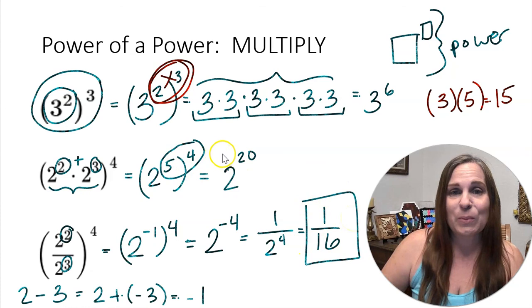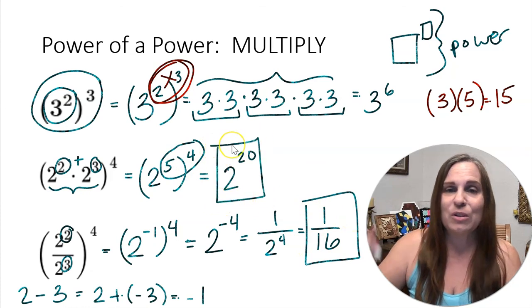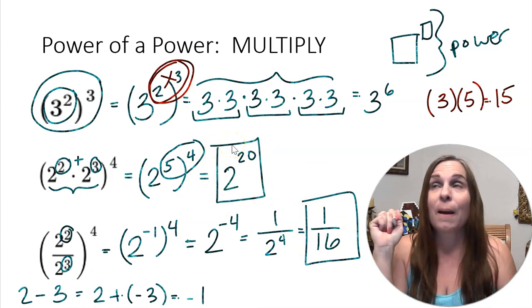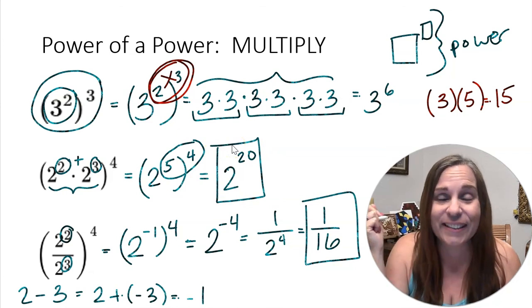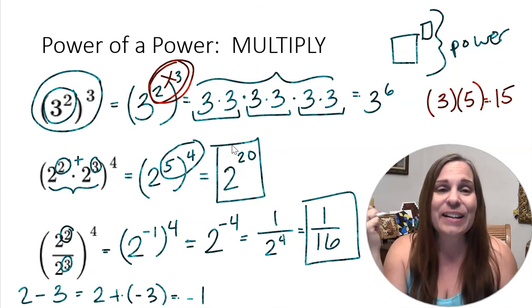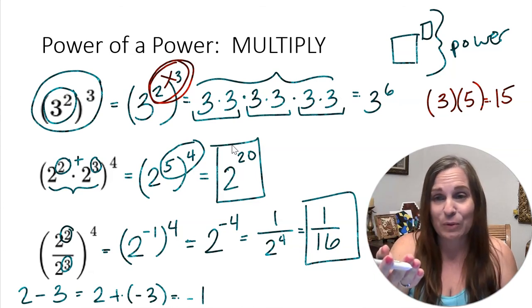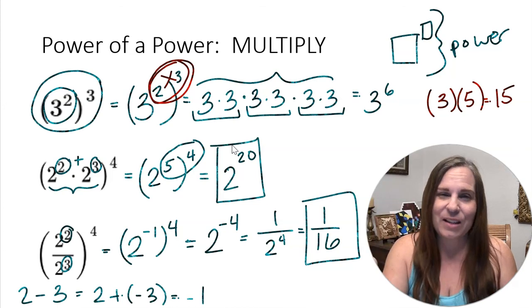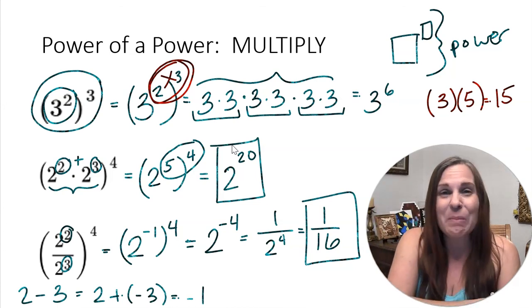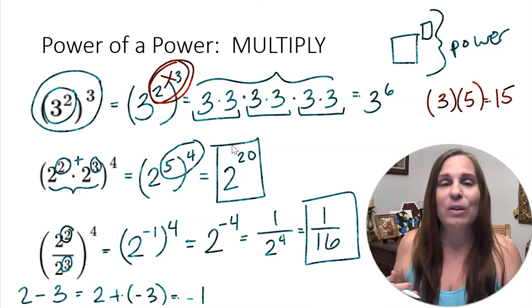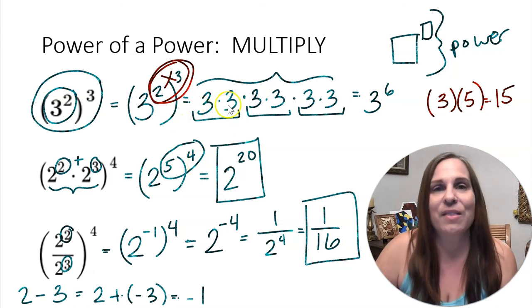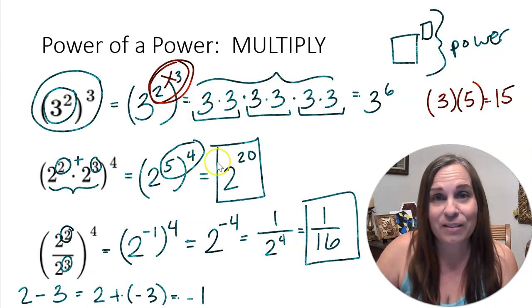Now, this one, you're probably looking at it going, well, why didn't we figure out 2 to the 20th? Because it's huge. It's a really big number. So chances are, if you're given a problem like this, you're just going to leave it in exponent form. But if it's something like 2 to the 4th, 2 to the 5th, maybe even 2 to the 6th, that's small enough that you can figure out what that power is equal to.